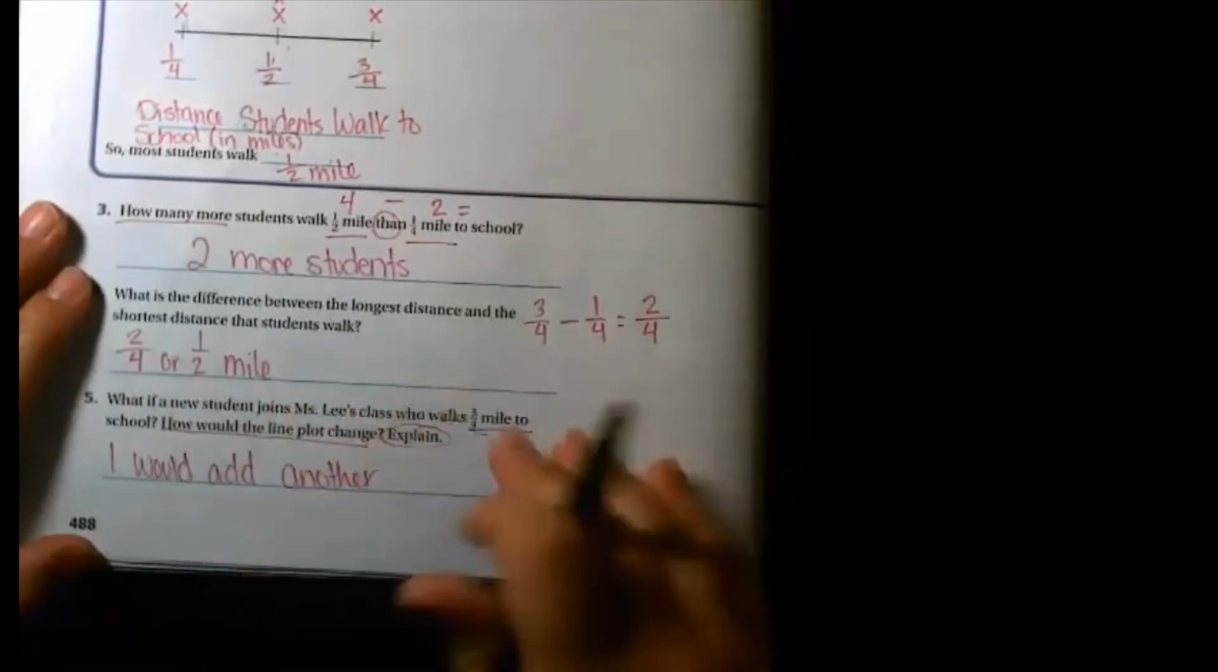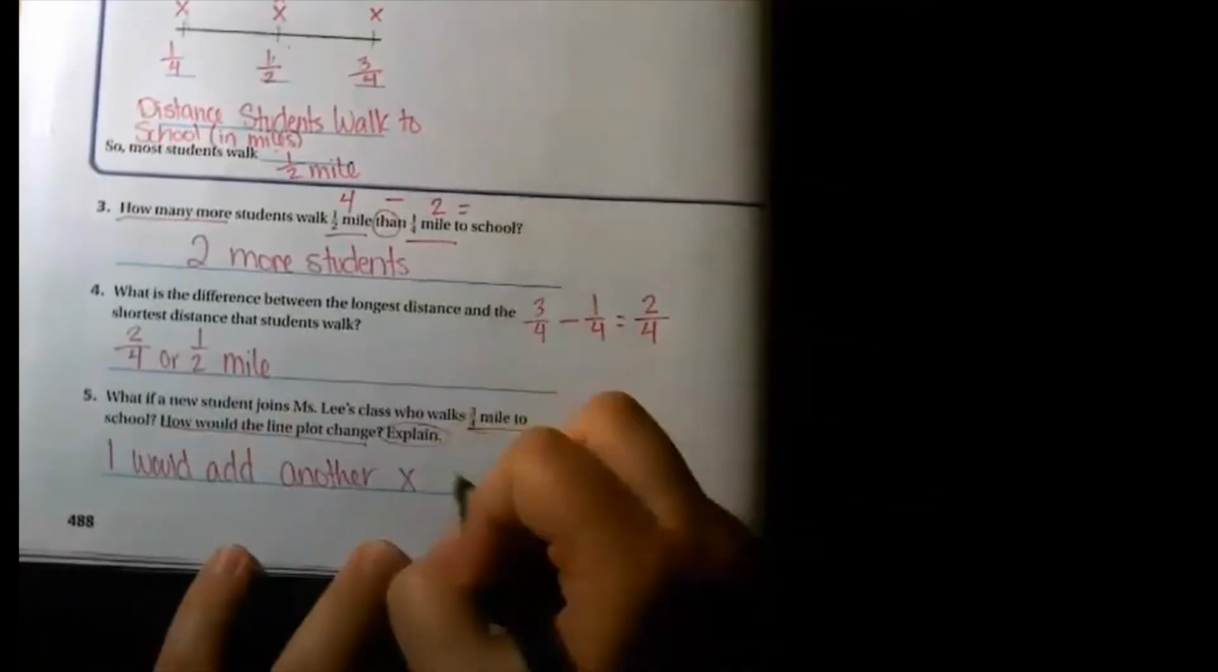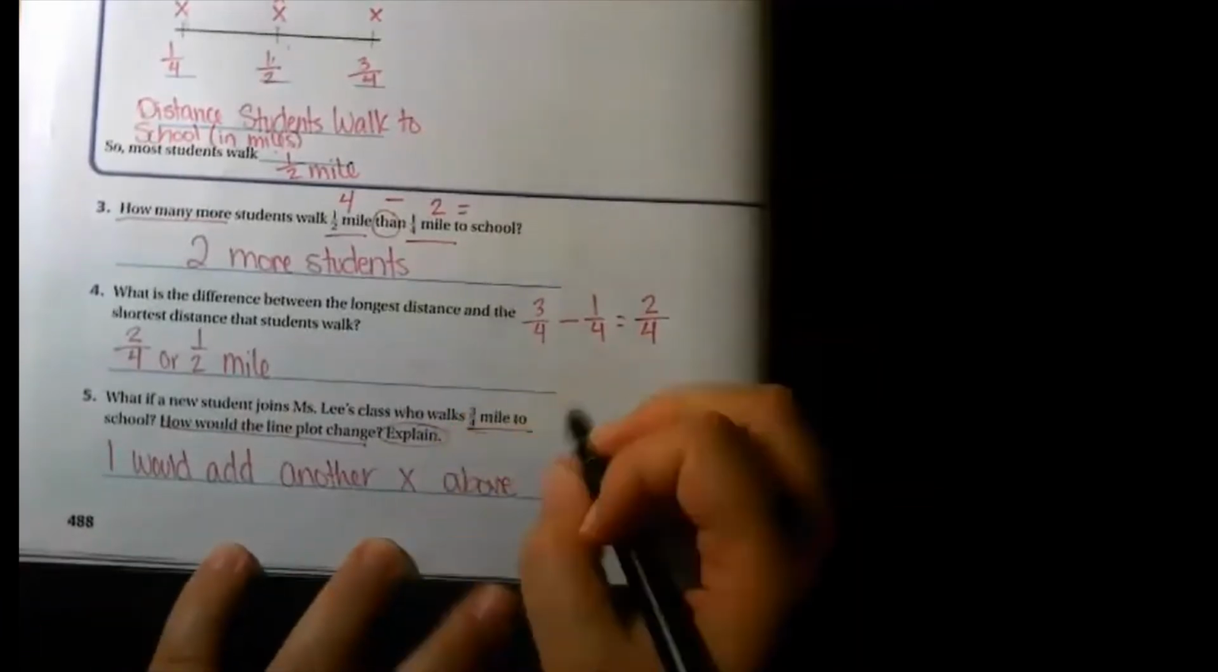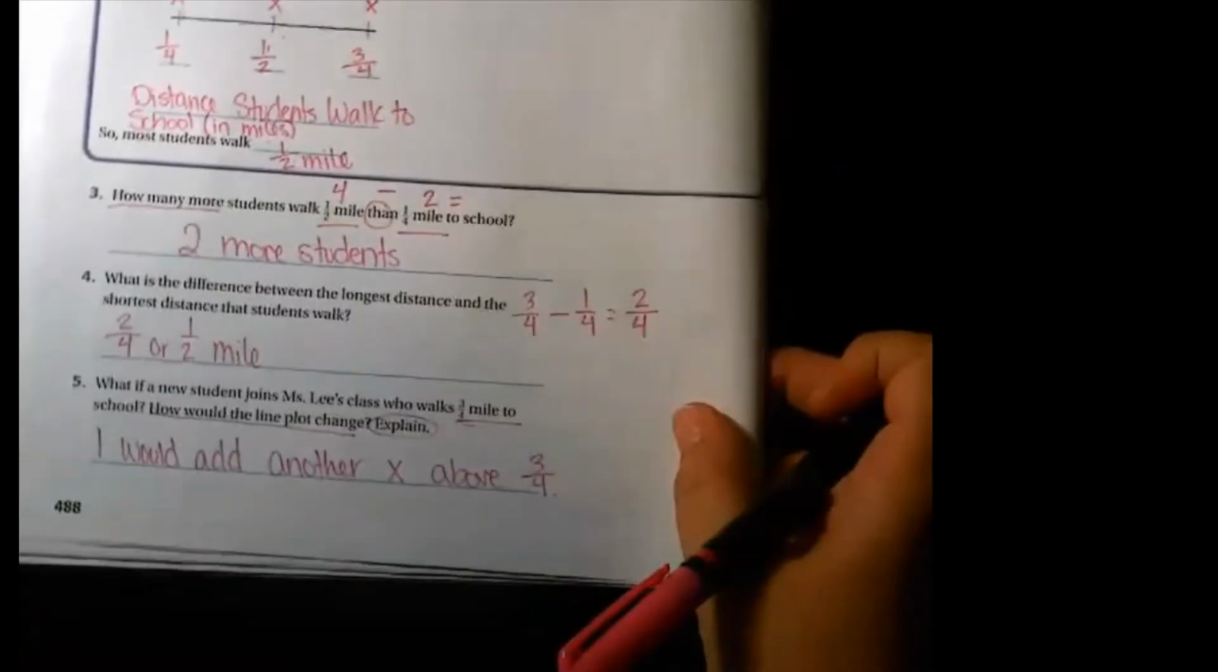Okay. So I'm just going to put, I would add another x above 3/4. Okay, I would add another x above 3/4. Again, if you have anything similar to that, your answer is correct. There are many ways to word that.